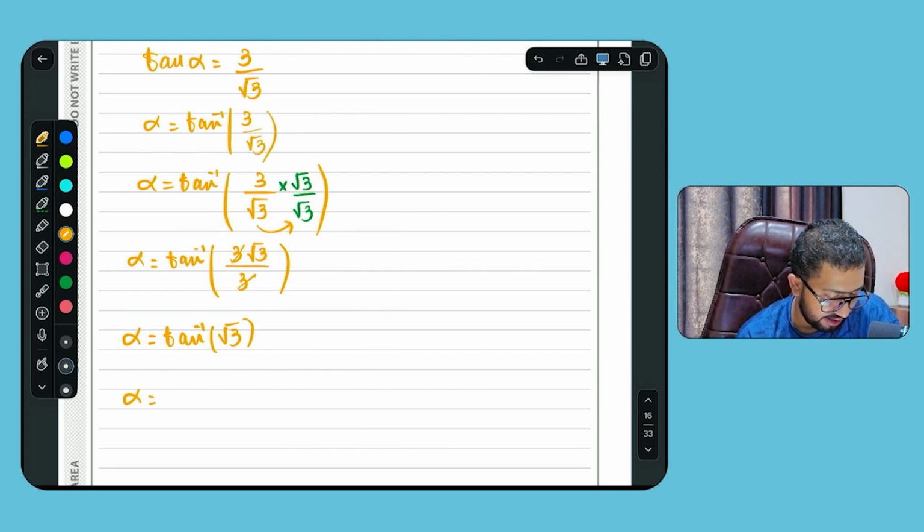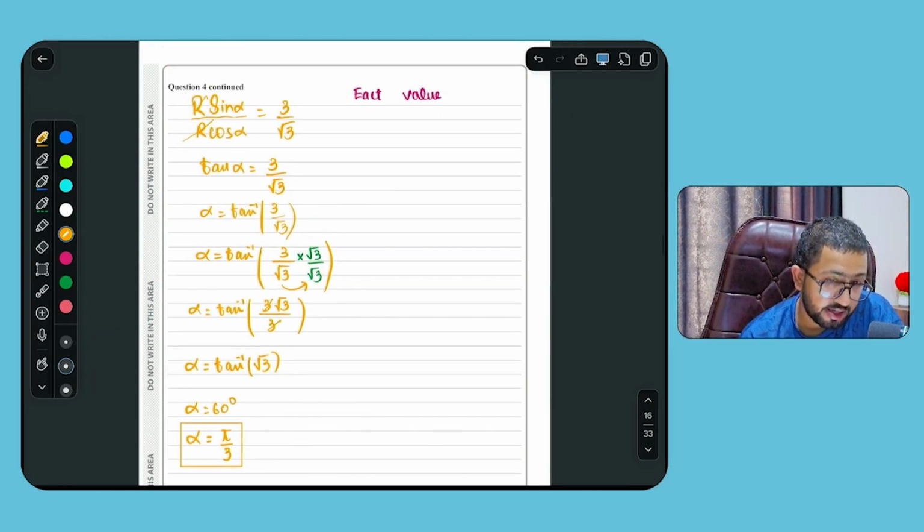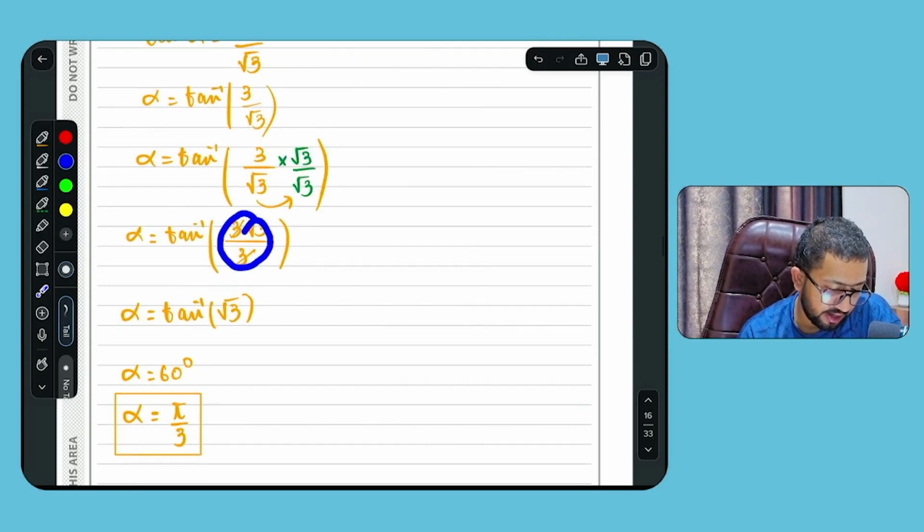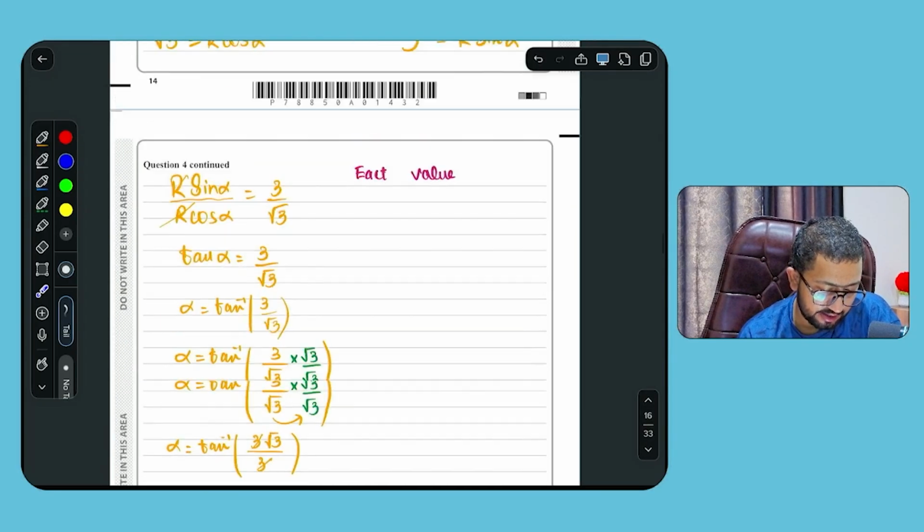So everyone knows tan inverse square root 3. Everyone knows the table values. Tan 60 degree will give you square root 3, and 60 degree can be written in radian as pi by 3. I hope everyone can understand how to figure out the value of alpha without calculator. Whenever you see any surd term or square root term in the denominator, you need to apply rationalization. Apply rationalization and simplify, you'll get the answer.